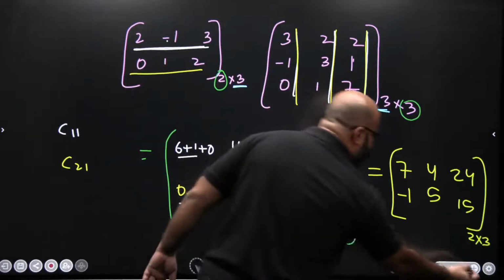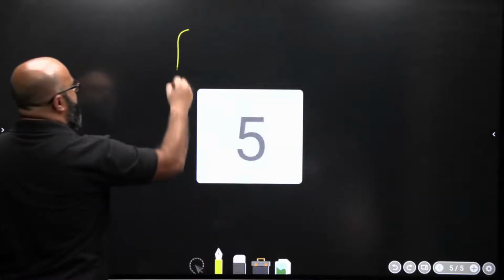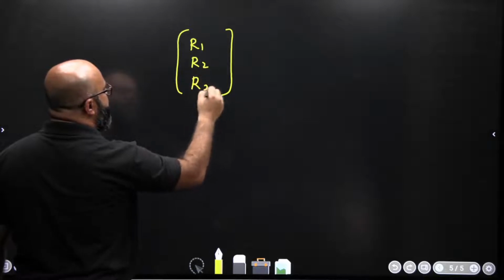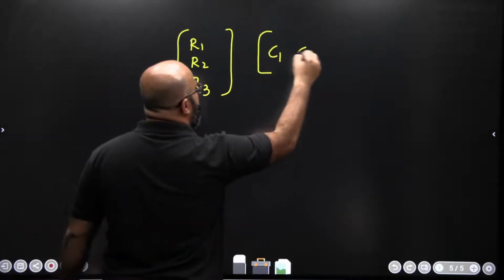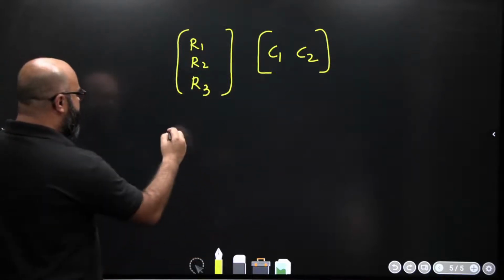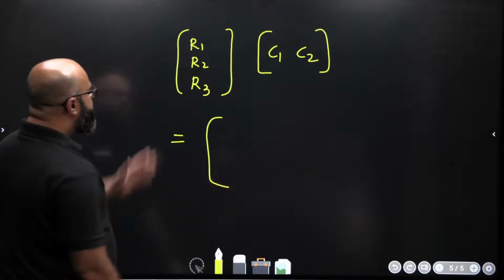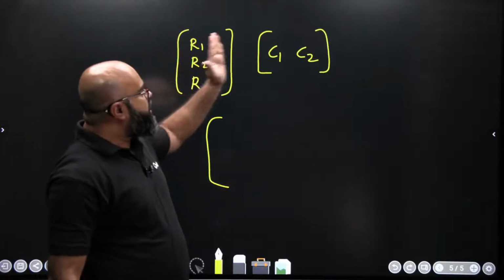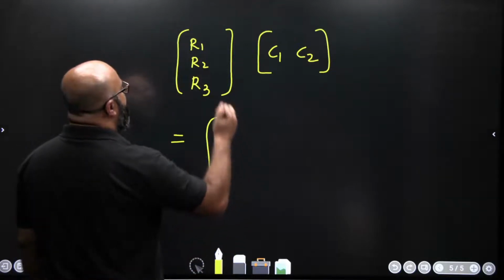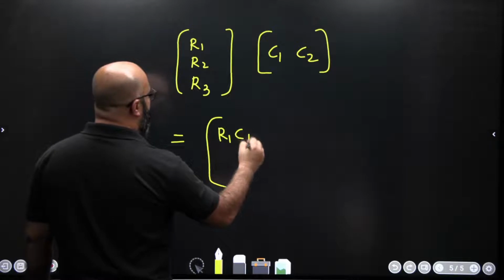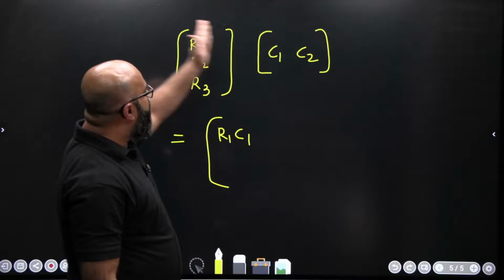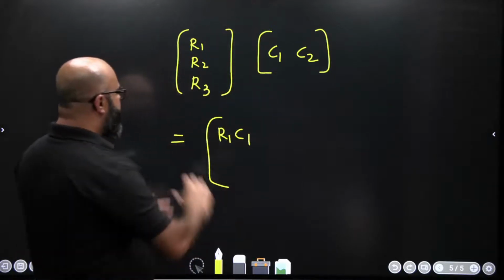In short, you can understand it like this also: we have a matrix which has rows R1, R2, R3, and there is a matrix which has columns C1, C2. Suppose for our general understanding we write it like this and then multiply them. Since the number of columns of this and the number of rows of this are the same, row 1 is multiplied with column 1. The number of columns equals the number of rows, that is why they get paired up.